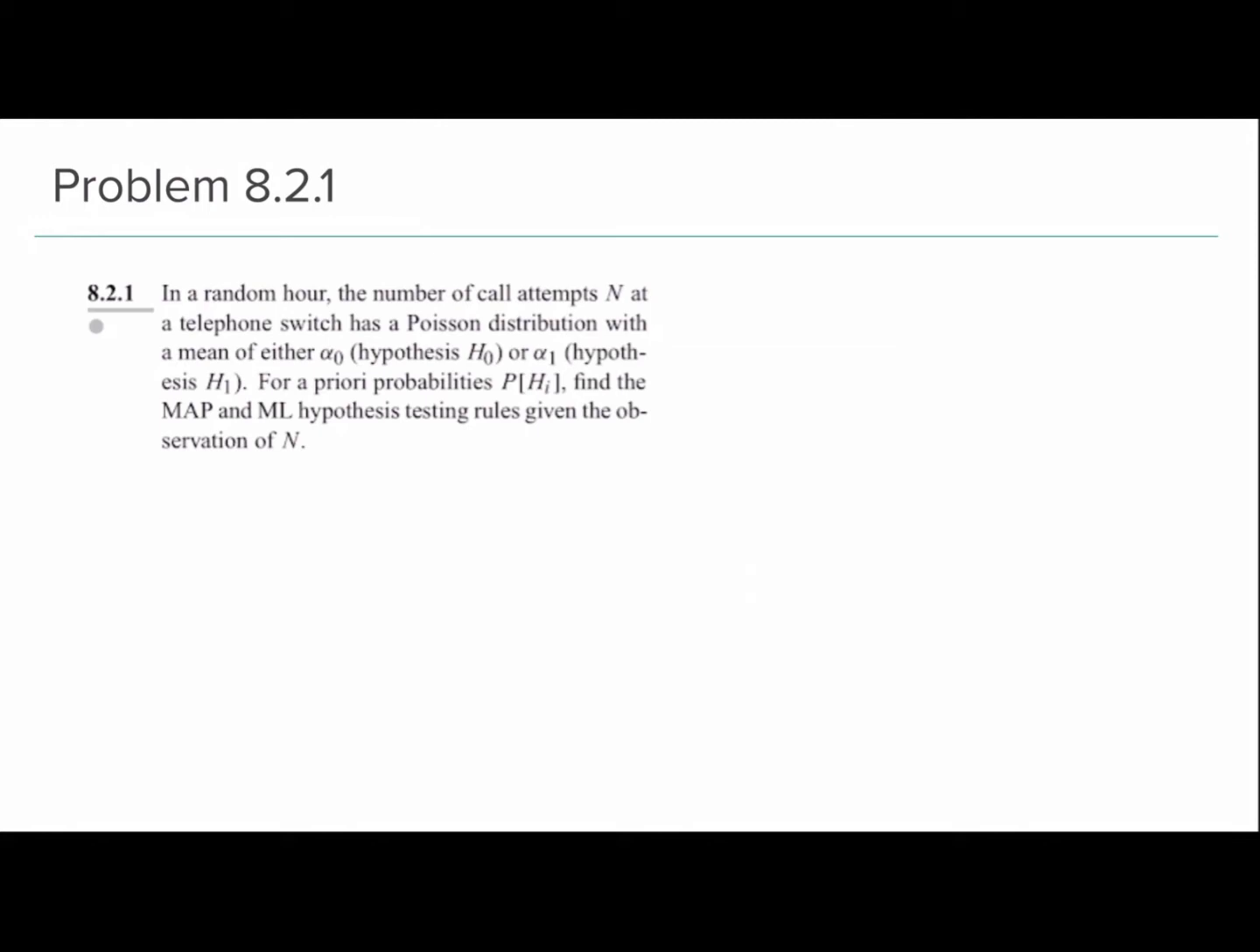So we're given that n is the number of call attempts at a telephone switch, and n has a Poisson distribution. If hypothesis H0 occurs, the distribution of n is Poisson with mean alpha naught, but if hypothesis H1 occurs, it is Poisson with mean alpha 1. Given a priori probabilities P of Hi, we have to find the MAP and ML hypothesis testing rules.